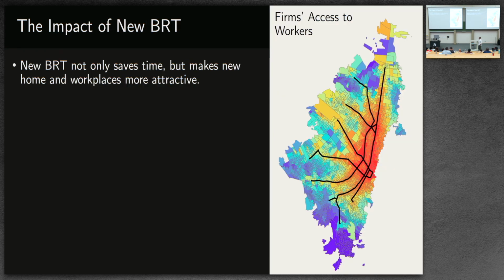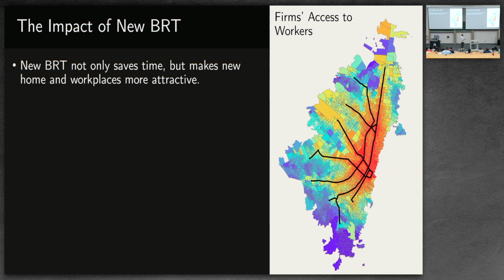Okay, so this project was focusing on a lot of these channels that we've been speaking about that are stressed by these spatial economic models, right? So as the first group said, new transport doesn't only save me time, but it also changes how attractive it is to live and work in different places, and for firms as well, how attractive it is to locate in different places. Okay, so now let me show you the answer to your question, as I promised.